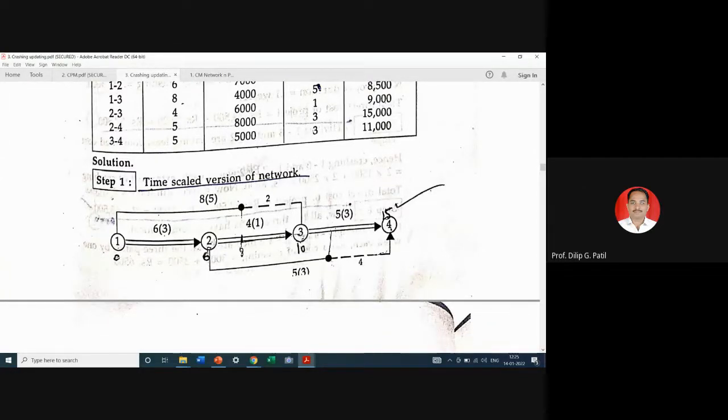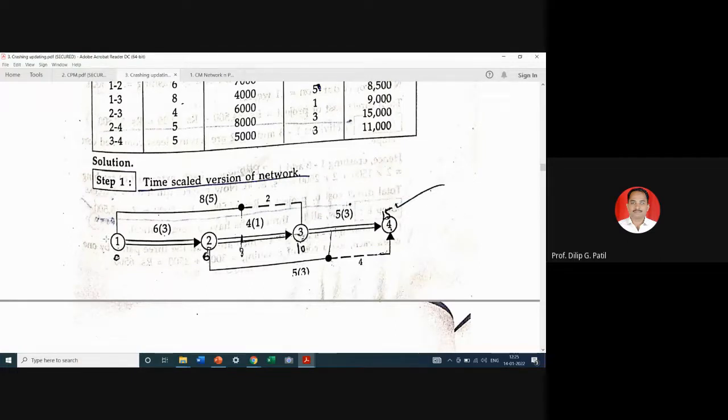You can see 6 centimeters for activity 1, 2, 4 centimeters for activity 2, 3, and 5 centimeters for activity 3, 4. Accordingly 6 plus 4 plus 5 will be 15. So duration will be 15.